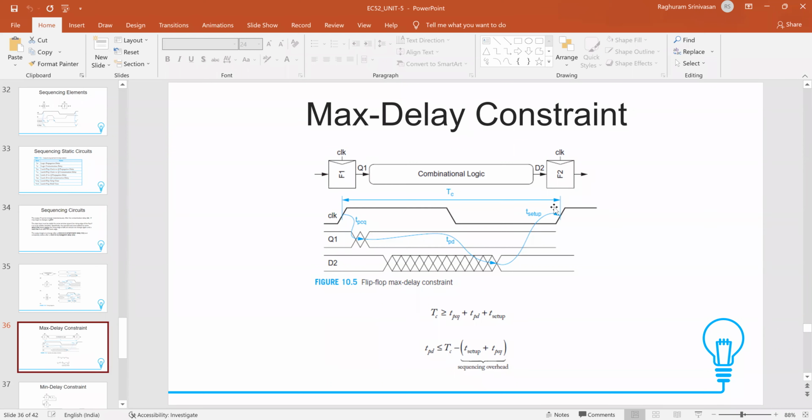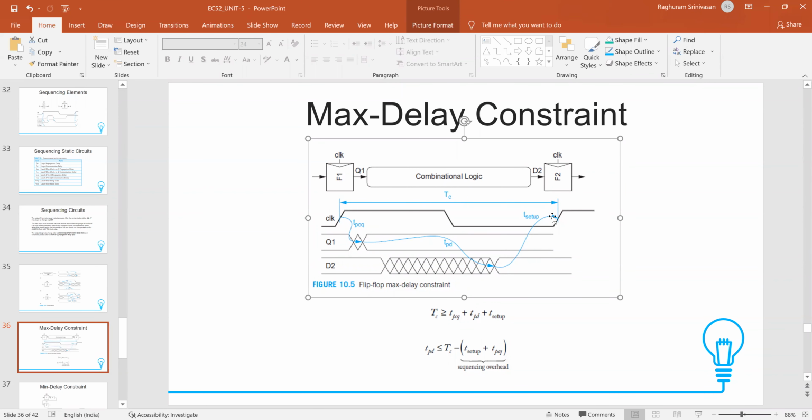So that is the setup time. Your total time for the clock TC should be greater than TPCQ, clock to Q. That is, Q1 is produced, then the propagation delay of the logic block plus the final setup time constraint for the design, because the next clock cycle has come, and for some amount of time before the next clock cycle, output D2 should be settled at the final value. So together TC should be greater than or equal to TPCQ plus TPD plus T setup. This is called the maximum delay constraint.